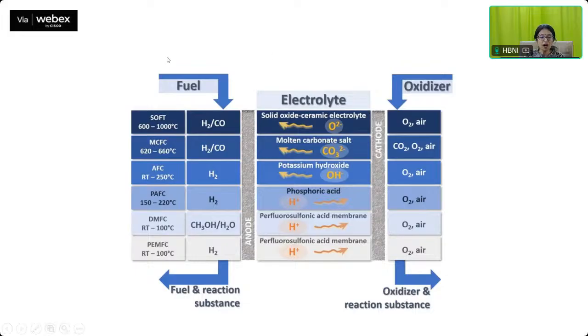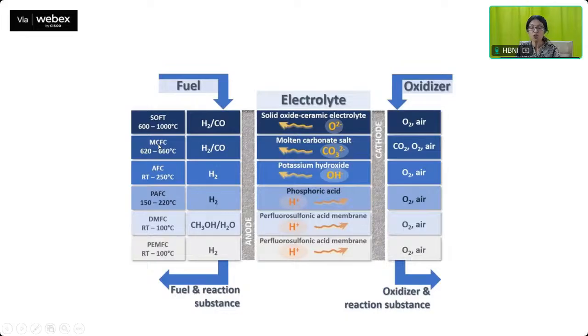If you see over here, I have marked it. Most of them, like PEMFC and DMFC, work between room temperature and 100 degrees centigrade. The phosphoric acid fuel cell goes up to a higher temperature, from 150 to 220 degrees centigrade. The alkaline fuel cell goes up to 250 degrees centigrade.